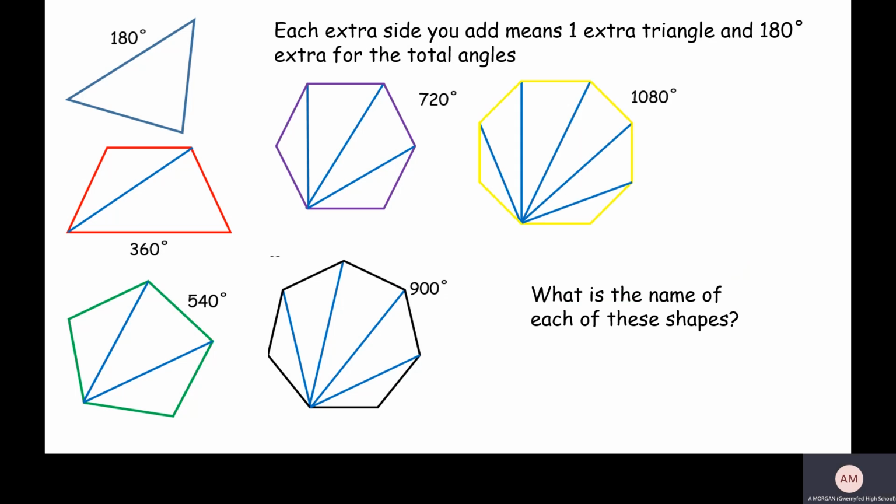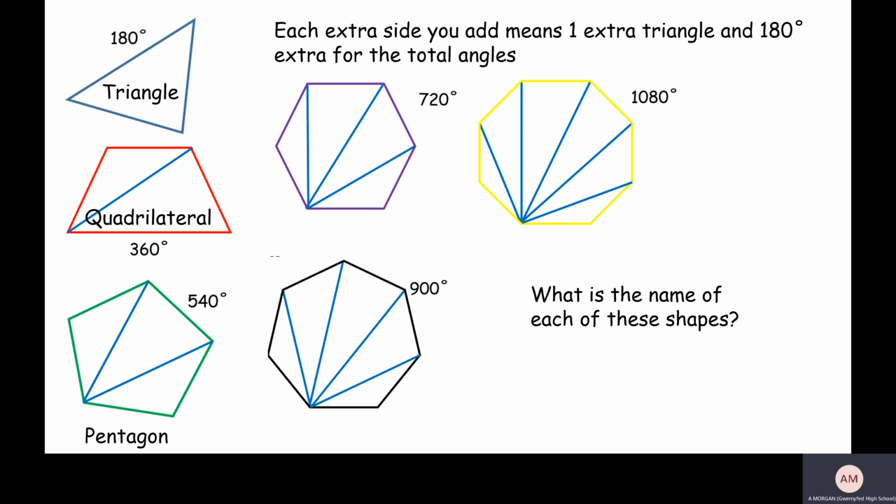So what are the names of these shapes? Have a think for a minute, and pause it if you want to think for any longer, but otherwise I'll tell you what these shapes are. You should already know. So we've got a triangle for your 3-sided shape. We already said that. Your 4-sided shape is called a quadrilateral. That one looks like a trapezium, but a quadrilateral is just any 4-sided shape.